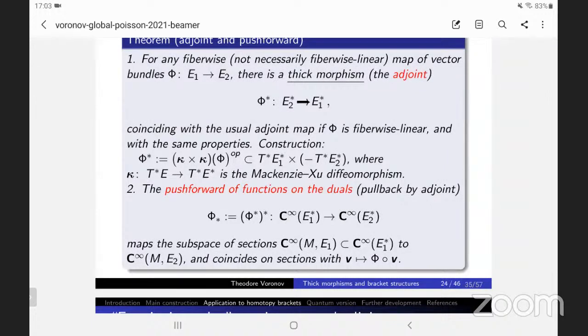an important canonical diffeomorphism, which I call the Mackenzie-Xu diffeomorphism. It is a natural identification of the cotangent bundle of some vector bundle E and the cotangent bundle of the dual bundle E star. Applying that to a generating function for the original bundle, you can get a generating function for the dual bundle. This gives a proper generalization of taking ordinary adjoints. Remember how we describe the adjoint of a linear map described by a matrix: the adjoint roughly corresponds to the transpose. In the non-linear case we have no obvious analog of transpose, but there is one: the Mackenzie-Xu diffeomorphism applied to generating functions gives an analog of transpose. That's a very rough explanation.